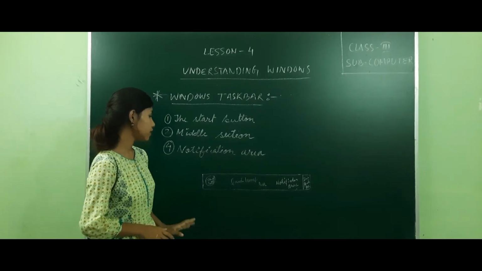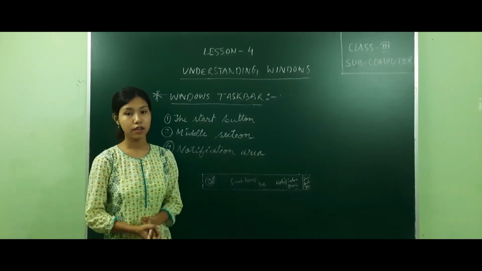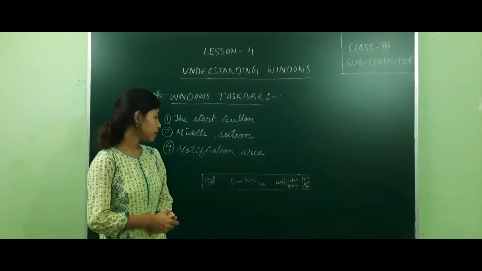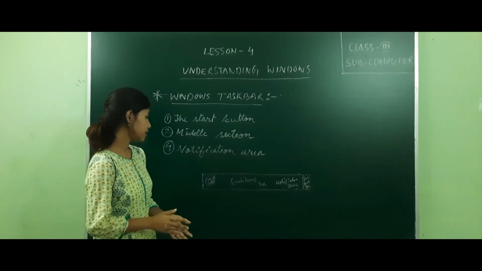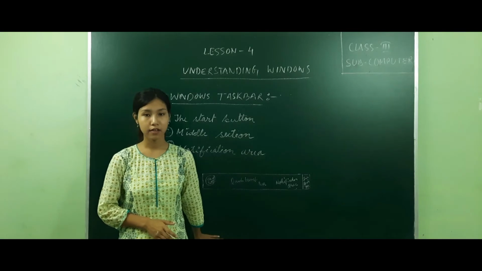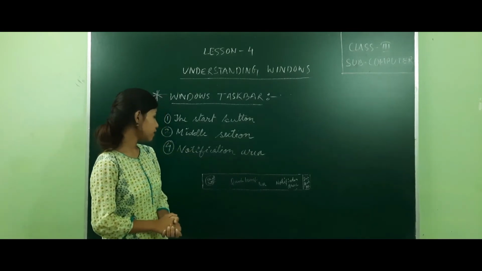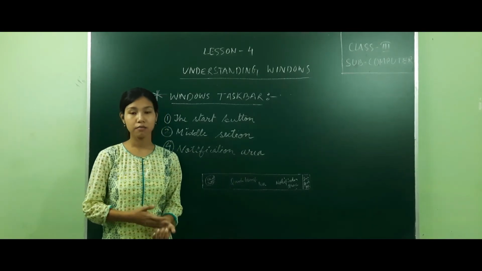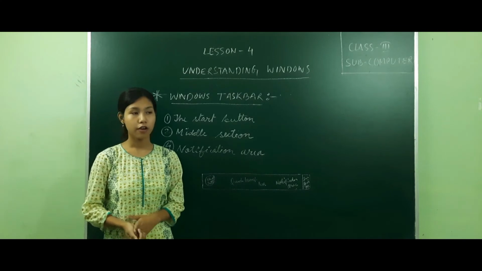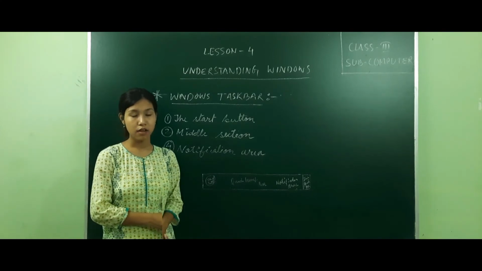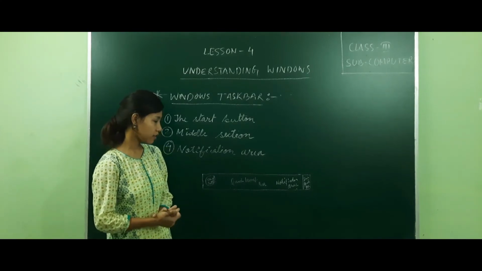And the last is the notification area. It is present on the right corner of the taskbar. In the notification area, you will see the clock and some icons. The notification area notifies us about the connectivity or battery status, volume, etc.